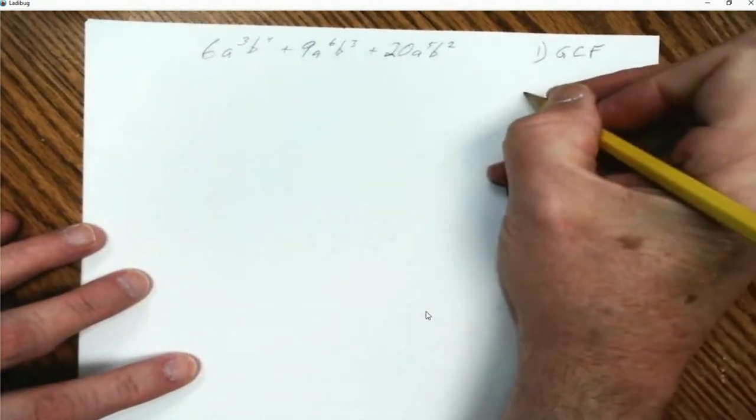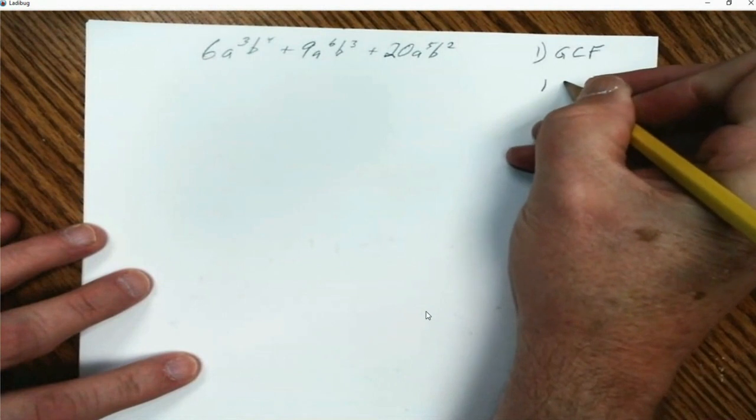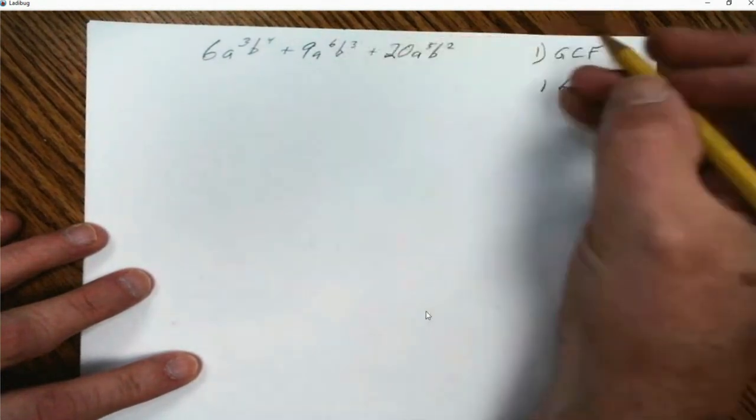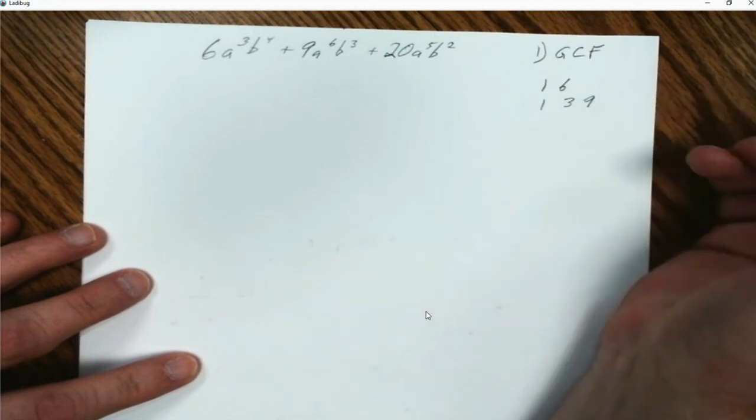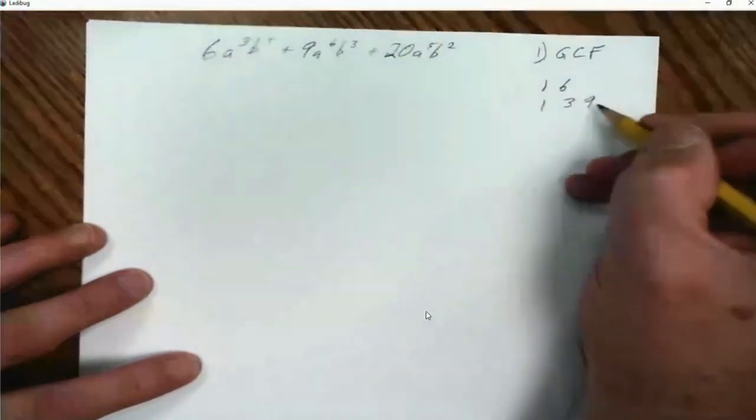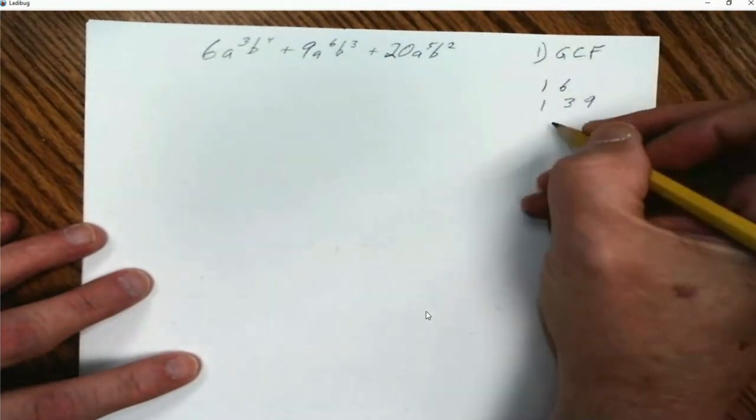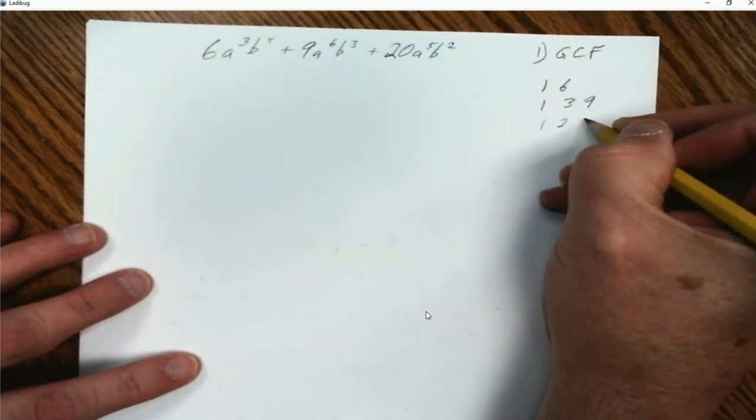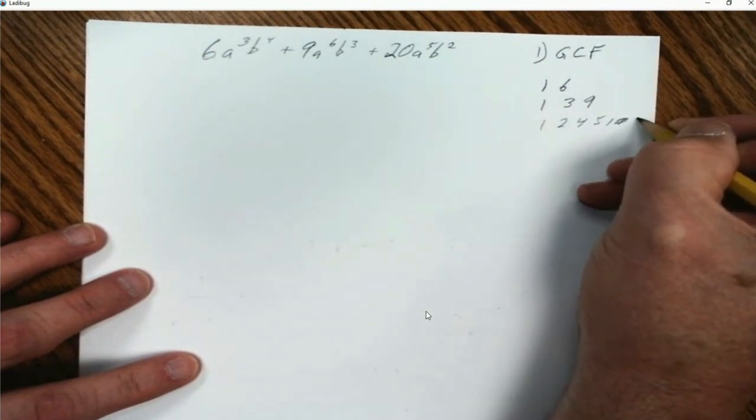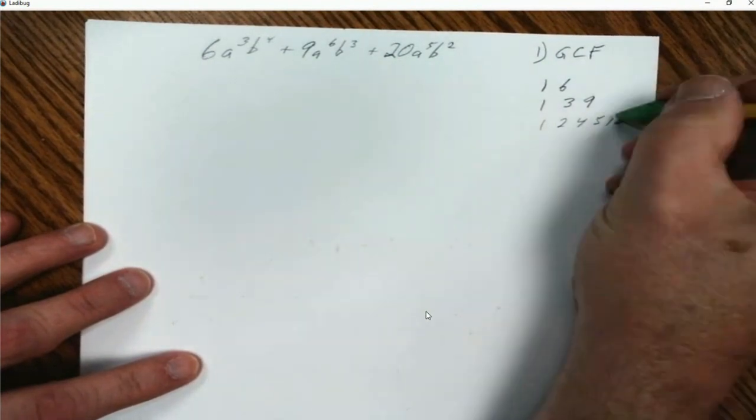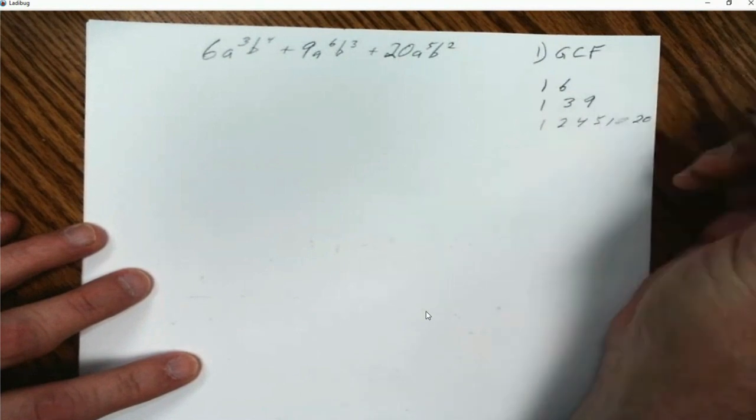So 6 is 1 times 6. 9 is 1 times 9 or 3 times 3. So 1, 3, and 9 are the factors. 20 could be a 1, a 2, a 4, a 5, a 10, or 20. Any of those things.